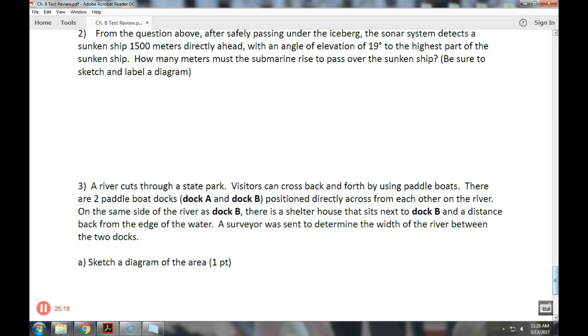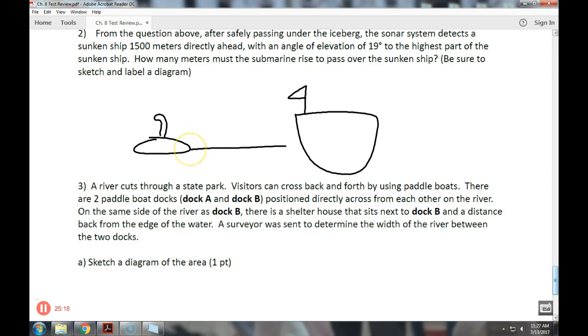All right, so I'm back here in my little submarine. Beautiful artwork there. A sunken ship straight ahead. So there's a big old sunken ship down here, straight ahead. And that's a horrible sunken ship, but whatever. It says it's 1,500 meters straight ahead. So from here to here, that's 1,500 meters.